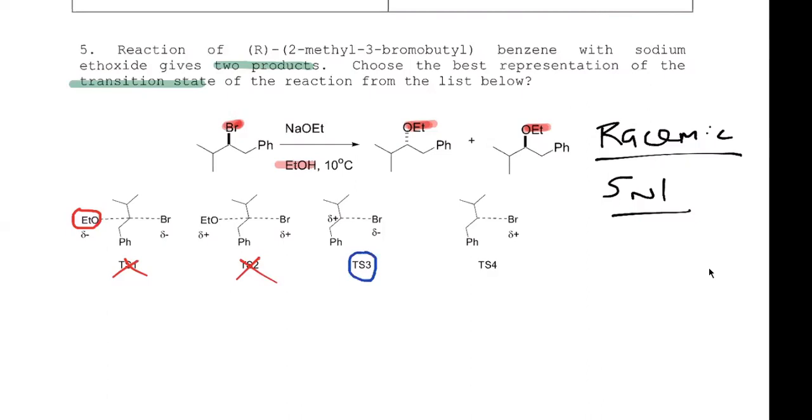Yeah, so 3 is your transition state because the carbon where the bond is breaking is becoming positive and the bromine is becoming negative. All right, that's really important. All right, we're gonna stop right here. Instead of doing another example and going overtime, we'll stop here.